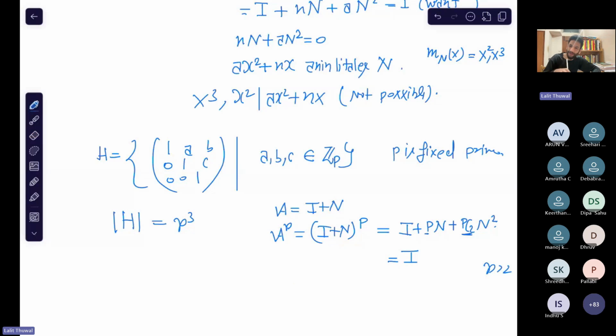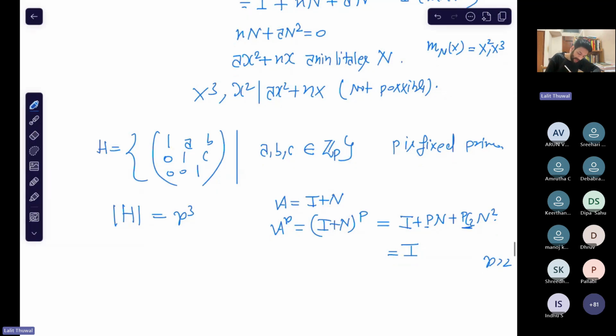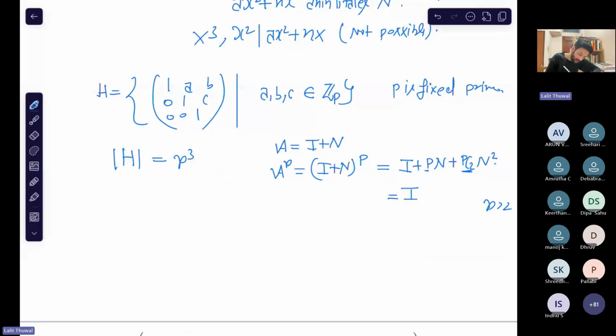In case of 2, a group of order 8 is either isomorphic to D4 or isomorphic to Q4, right? So just try to see how many elements are there of order 2. Then you will find that there are more than 2 elements of order 2 in this group. When p equal to 2, then that must be isomorphic to D4. Okay, so here you get an interesting example of a group.